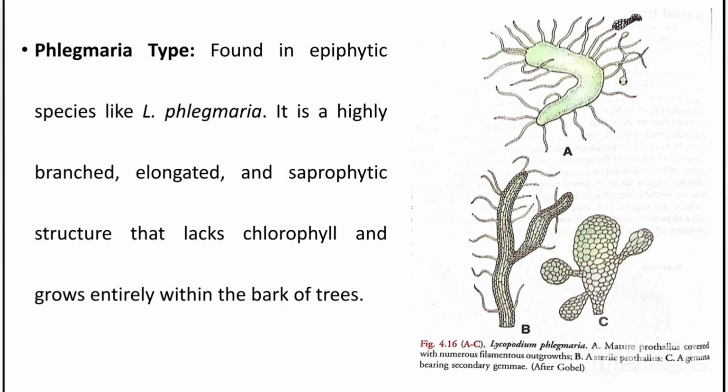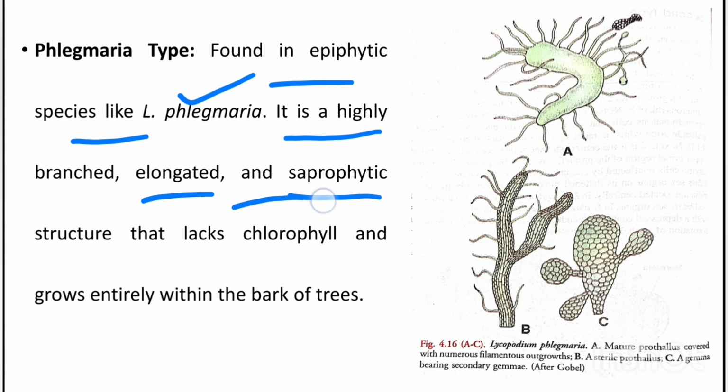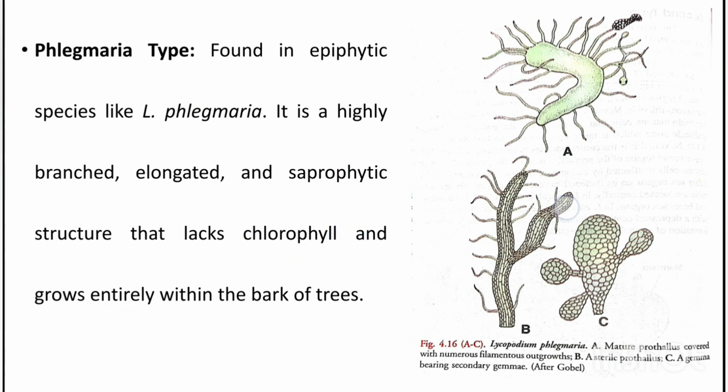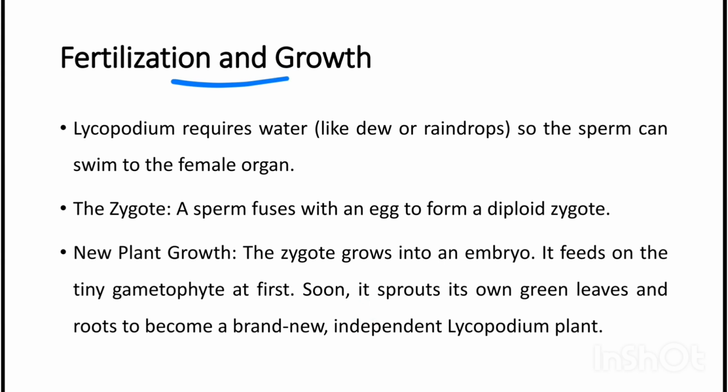Okay. Then the Phlegmaria type, which is epiphytic and observed in Lycopodium phlegmaria. It is a highly branched, elongated saprophytic structure which lacks chlorophyll and grows entirely on the bark of the tree. So this is the diagrammatic representation of the Phlegmaria type of prothallus. Next, now the fertilization. The matured prothallus contains antheridium as well as archegonium. After their maturation, the fertilization takes place.